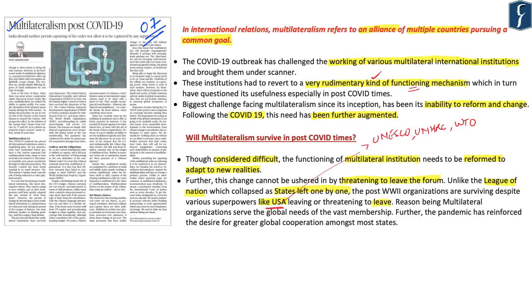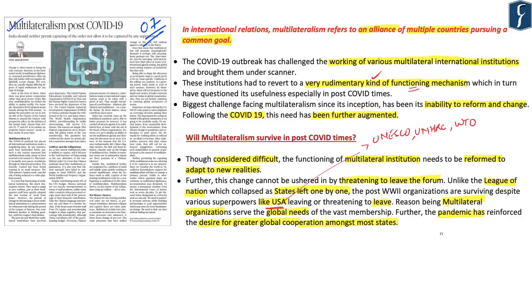So a superpower like USA has already left these multilateral forums or is threatening to leave. However, despite such big countries walking out, these multilateral institutions are able to survive. And the reason for this is very simple. These multilateral organizations actually serve the global needs of the entire world. They do not further just the requirement of one big superpower. However, they address the needs and requirements of all the countries in the world.